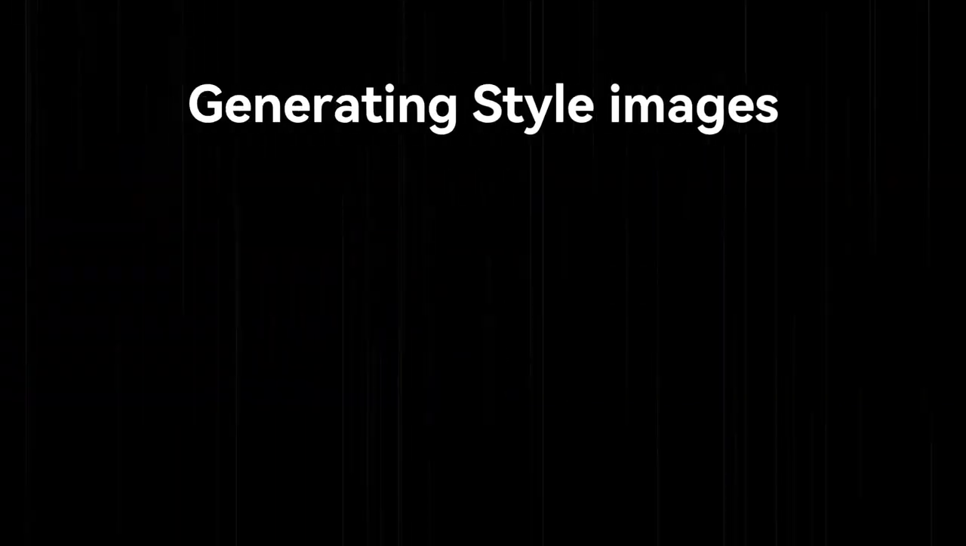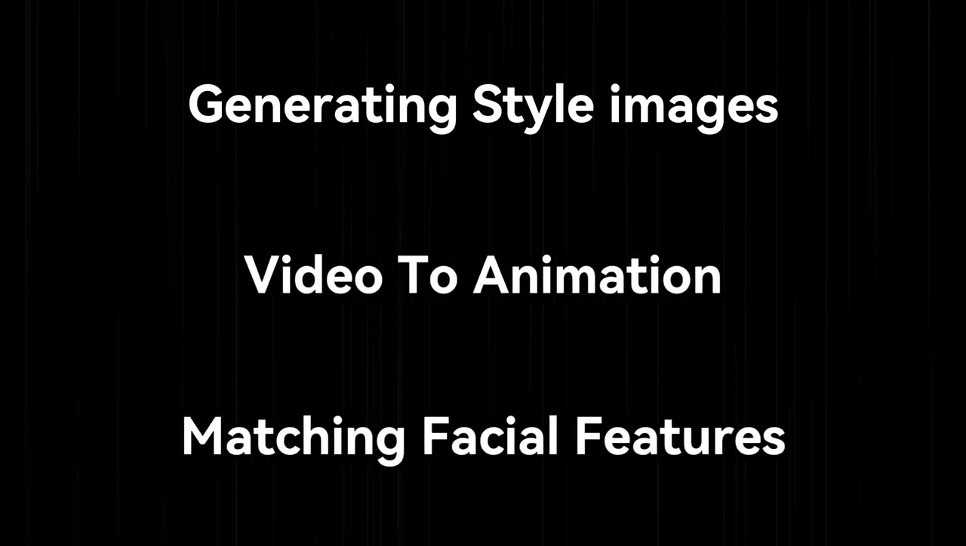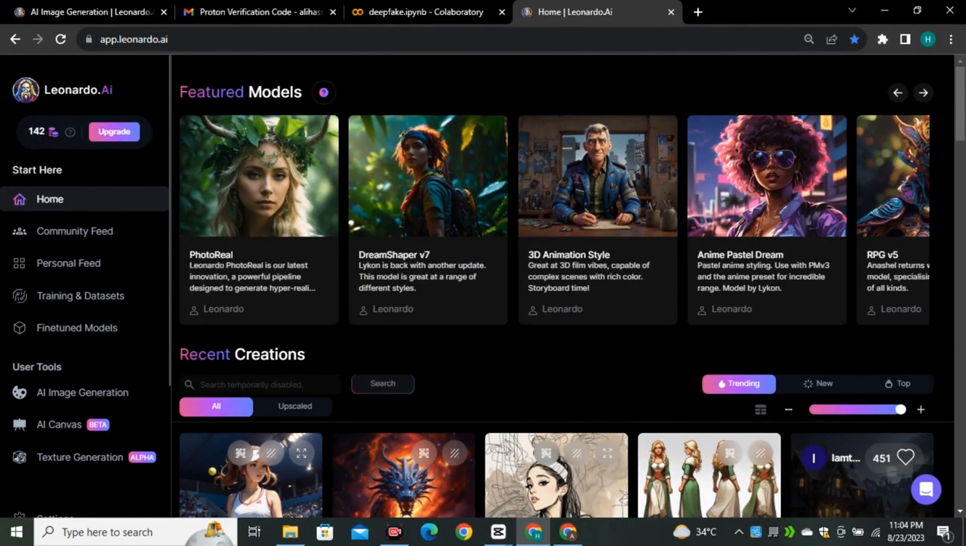First of all, we're going to generate a style image to apply on our video. Then we will convert our video into an animation. And in the last part, we're going to fix the facial features. So first of all, let's generate some images. For that, I'm going to use a free AI tool called Leonardo AI. You can use any of your favorite tools.